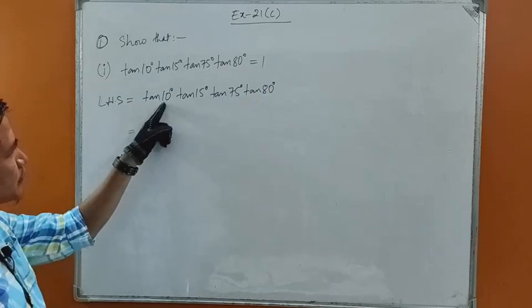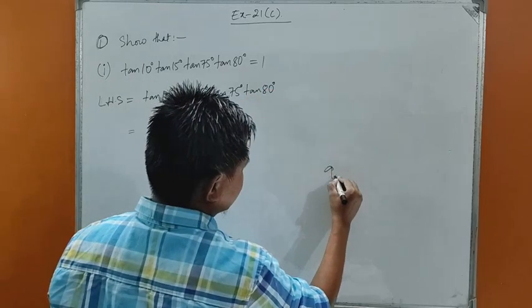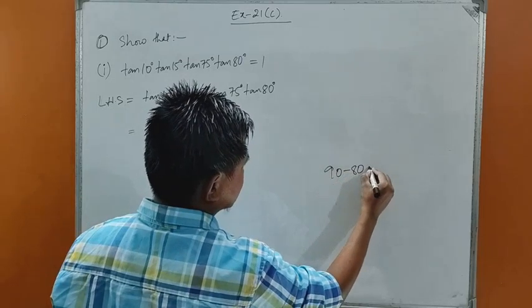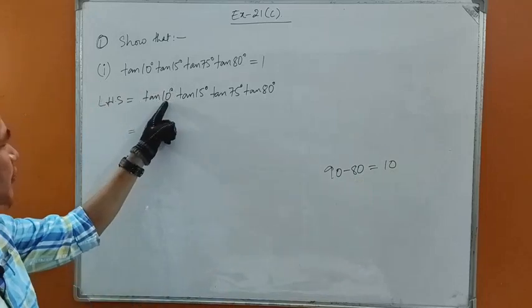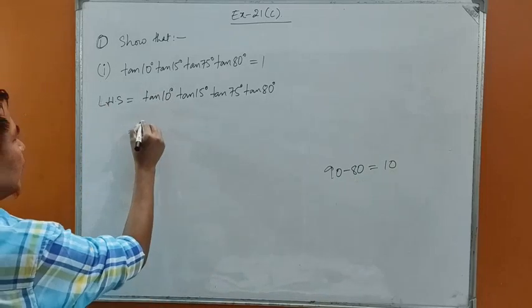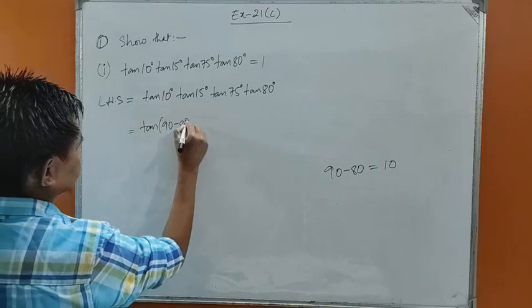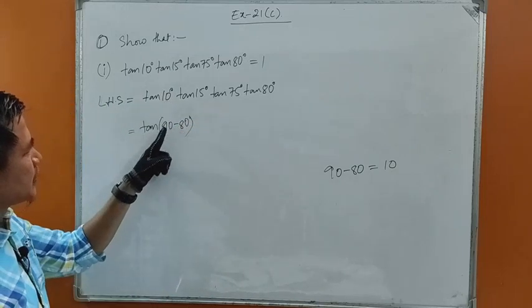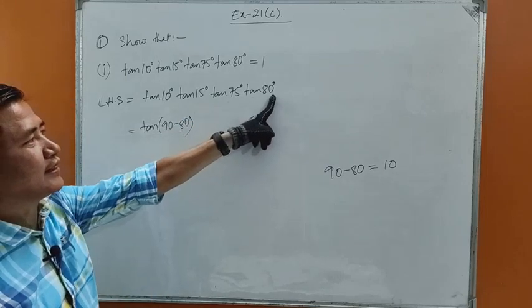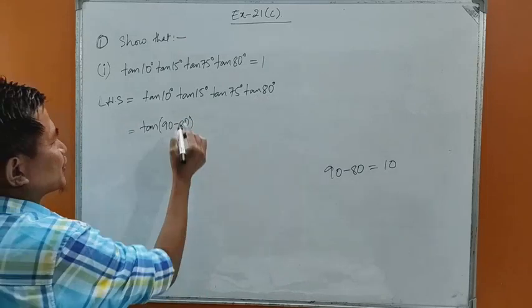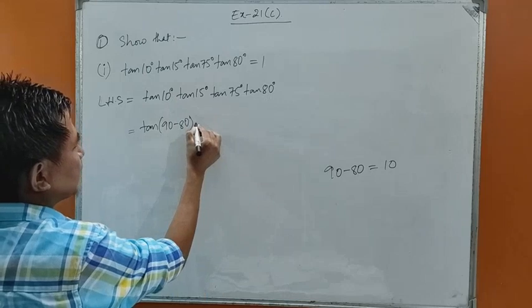So instead of this 10, can I write 90 minus 80? 90 minus 80 gives us 10, isn't it? So instead of this 10 degree, I can write tan of 90 minus 80. Why am I doing this? Because I can see tan 80 degree here, isn't it? So let's do this. Into, there is no sign, means obviously there is a multiplication sign.